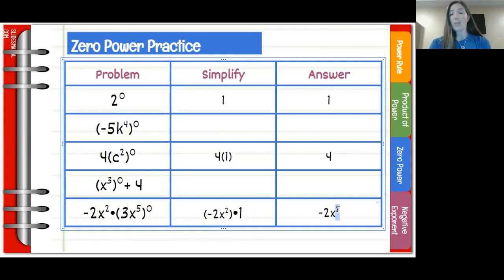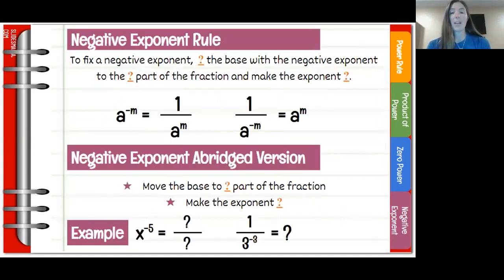Okay, so again, anything raised to the 0 power is 1, so you can imagine just replacing that whole part with 1. That leaves a couple of them for you to do on your own. All right, so now let's look at the negative exponent rule.